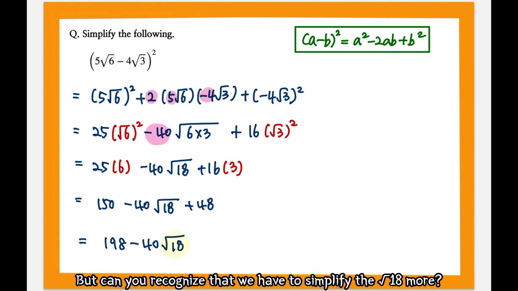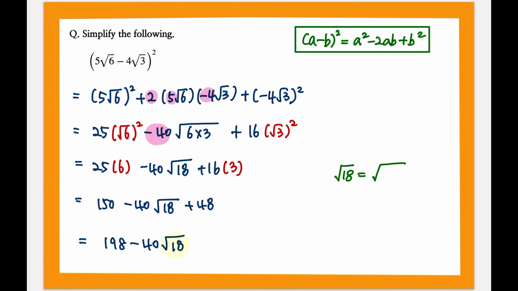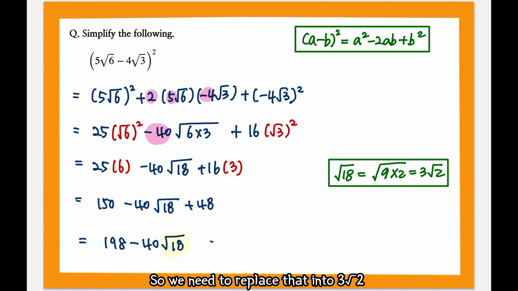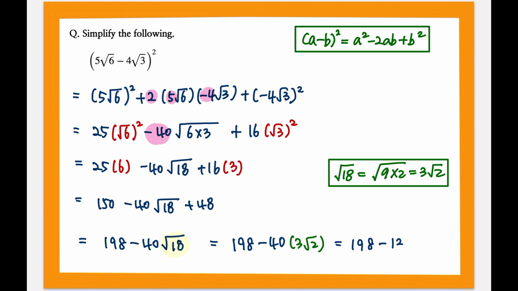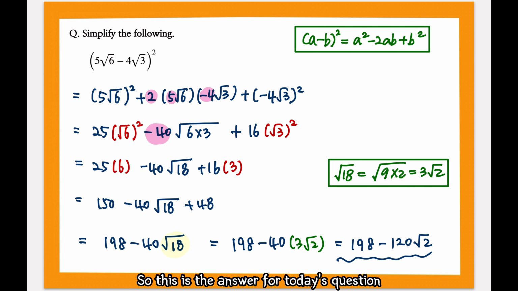But can you recognize that we have to simplify the √18 more? √18 turns into √9 times 2, which is 3√2. So we need to replace that with 3√2. So by replacing it, we get this expression. So try to simplify once again. We get 198 minus 120√2. So this is the answer for today's question.